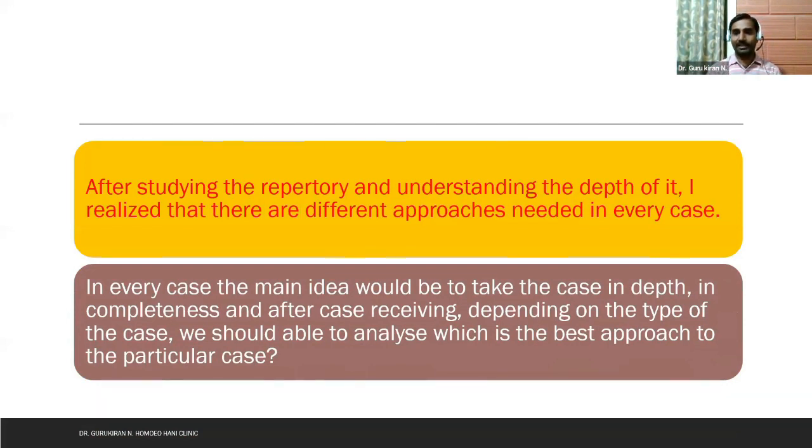You have already taken the case completely as per your case taking proforma. After that, what is the best approach which will suit to treat the present condition or the present case? This becomes very, very important. According to that, on the basis of that, we have to select the repertory or approach to the particular case for the similimum.